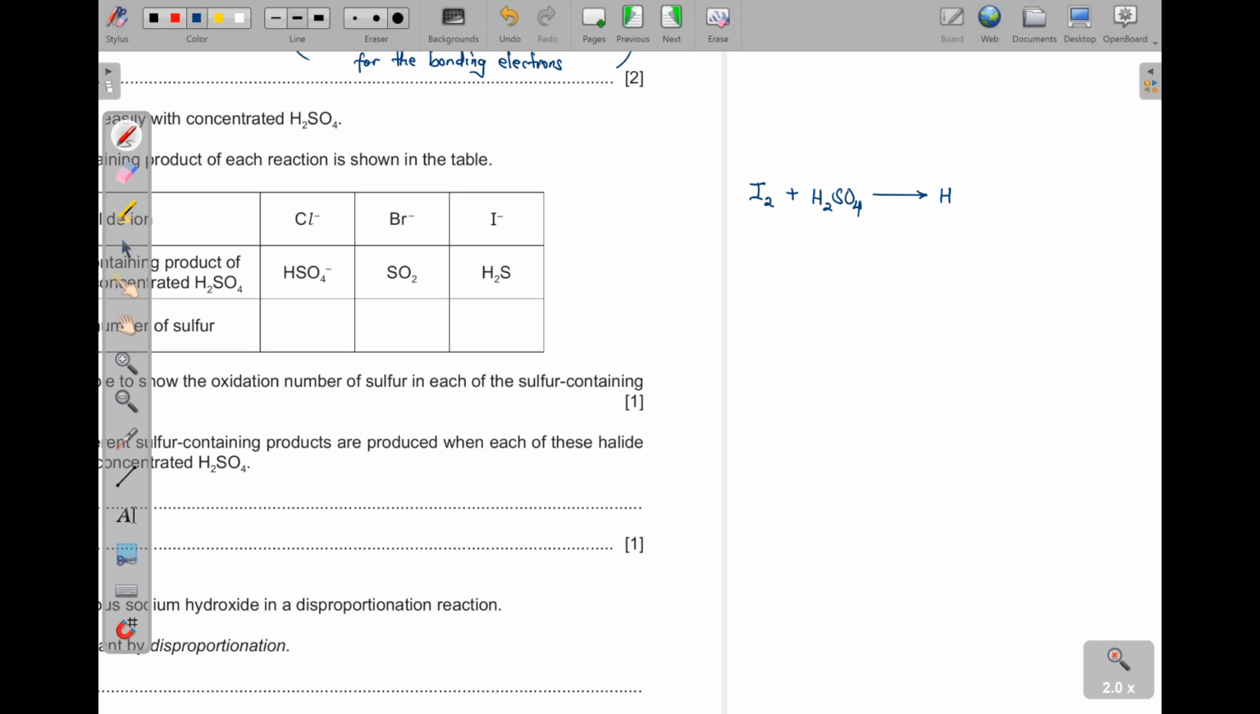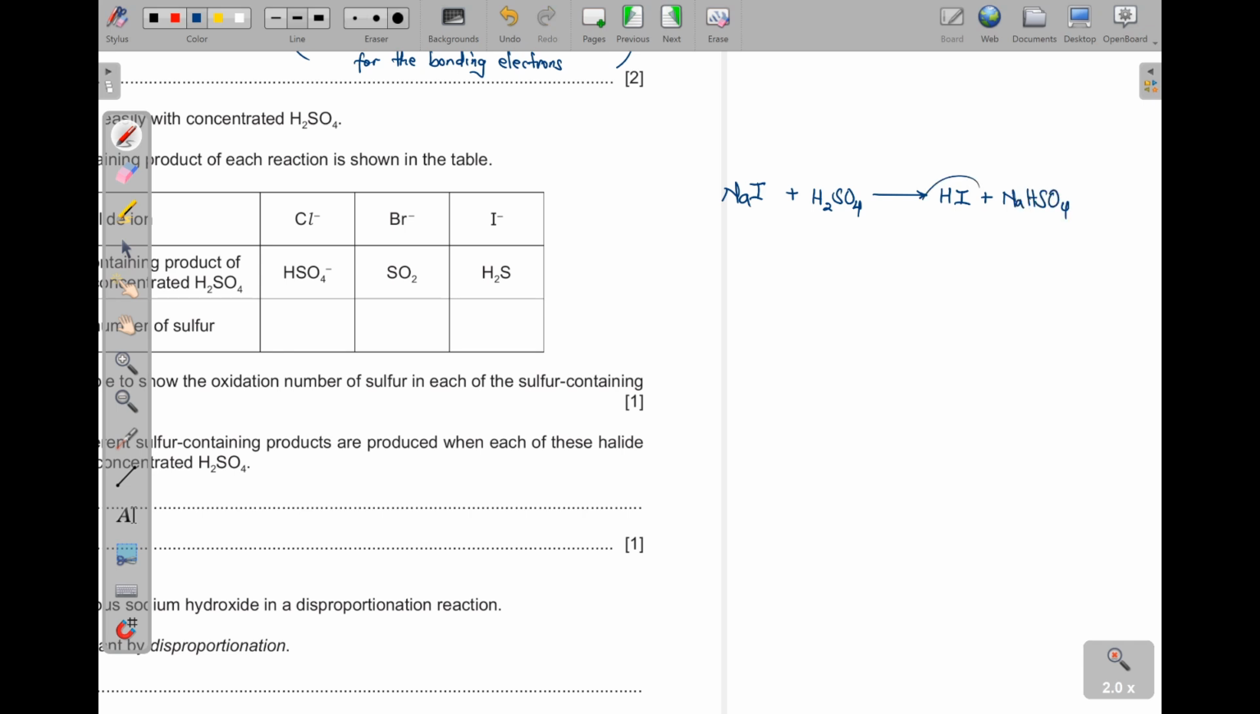Then you get hydrogen iodide, plus, it's not actually iodine. Let me write sodium iodide. Okay, sodium iodide. We are even seeing these ions here. Then from there we shall have sodium hydrogen sulfate.